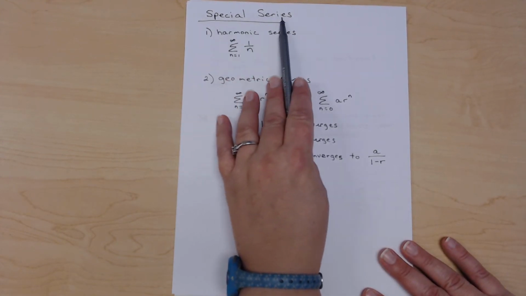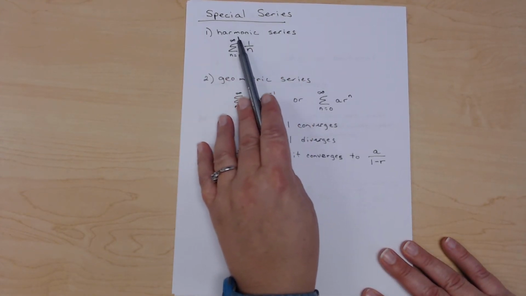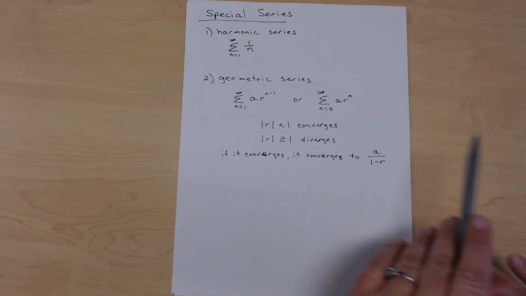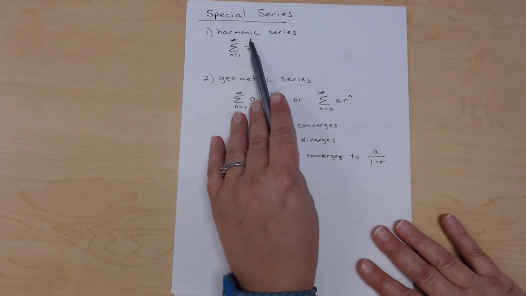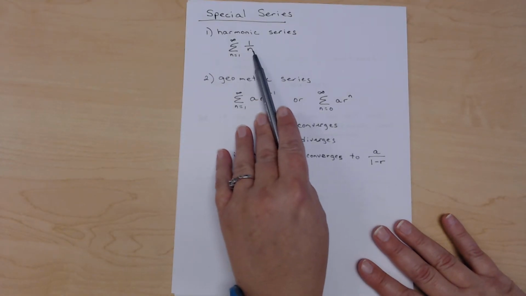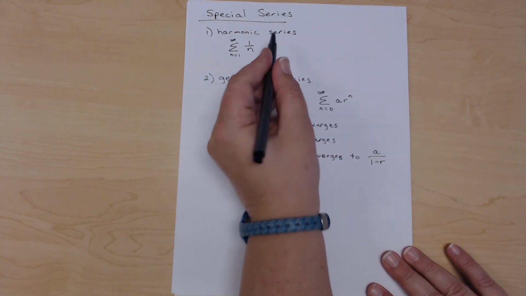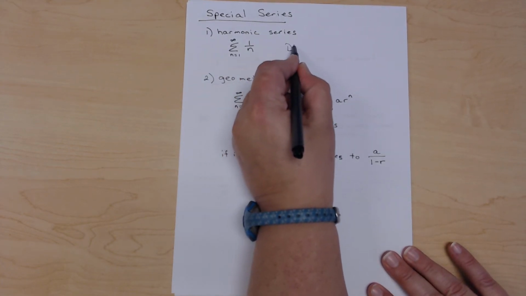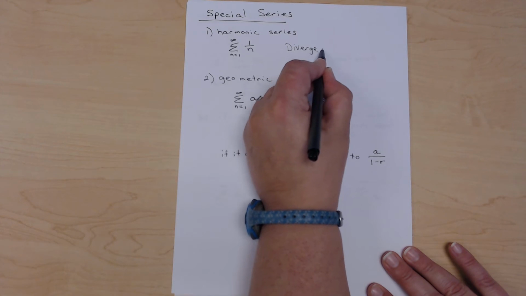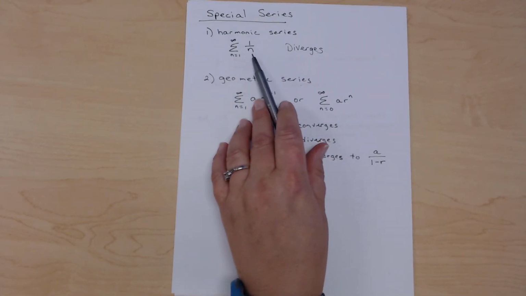There's special series. Harmonic series is very important. Okay. The harmonic series, if you have 1 over n, okay, and you're going from 1 to infinity, the harmonic series always diverges. Okay, the harmonic series always diverges.